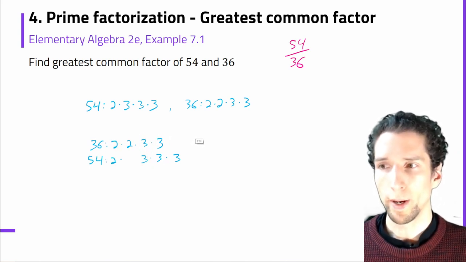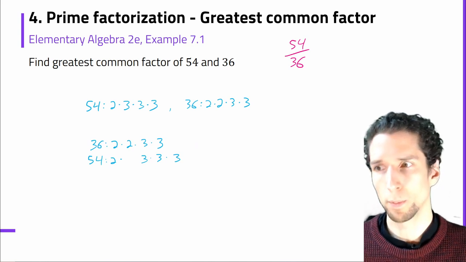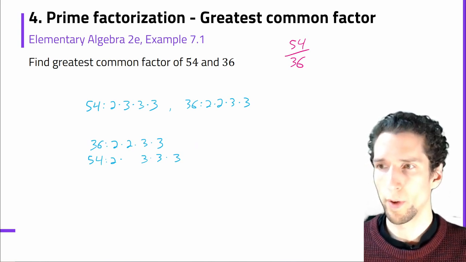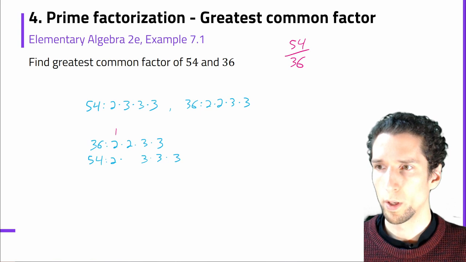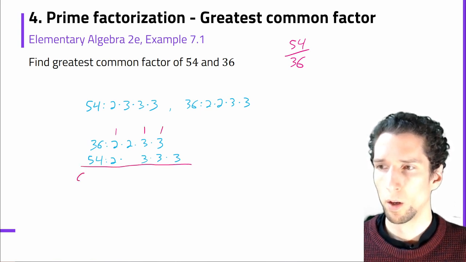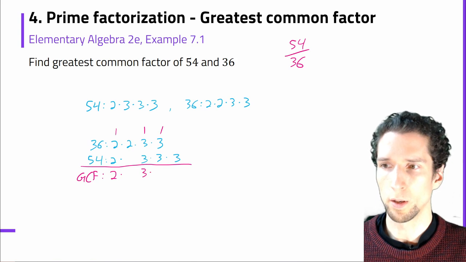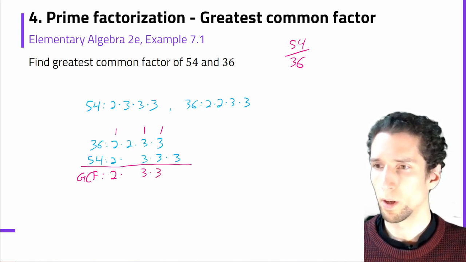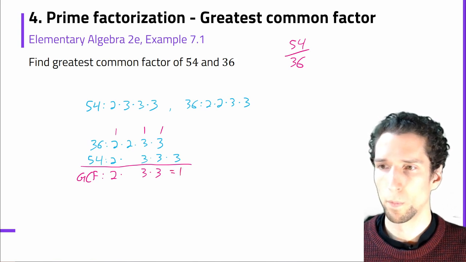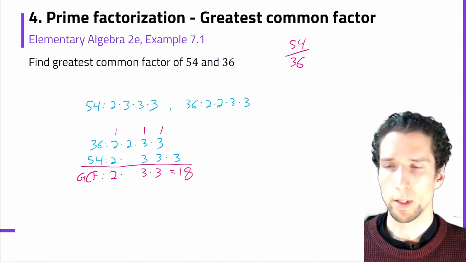So to find the greatest common factor, we're just going to multiply together those factors. So 1, 2, 3 columns here. Our greatest common factor will be just 2 times 3 times 3. So 2 and 3, that's 18 here. So 18 is our greatest common factor.